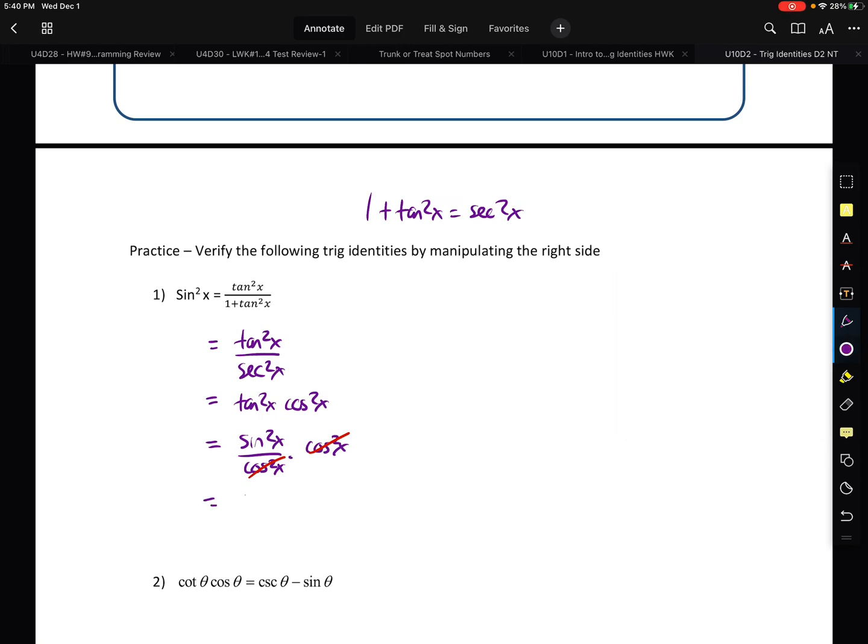Cancel, cancel. I'm left with sine squared x. Done. Right, and that's one way to do it. I saw someone in the other class looking at making this. They took the numerator and changed it and made that something else. You do what works for you. Whatever works, it's going to get there in the end.